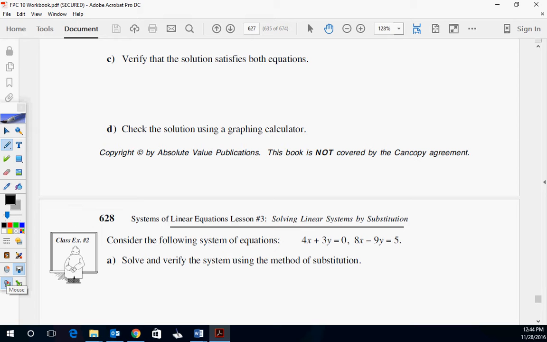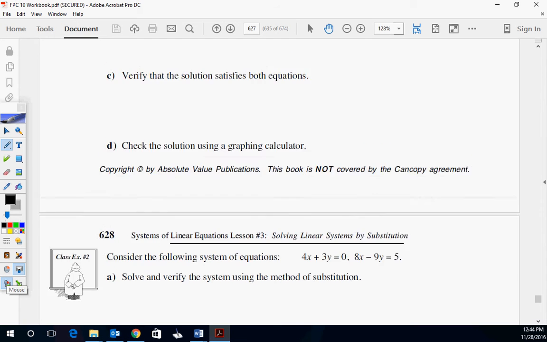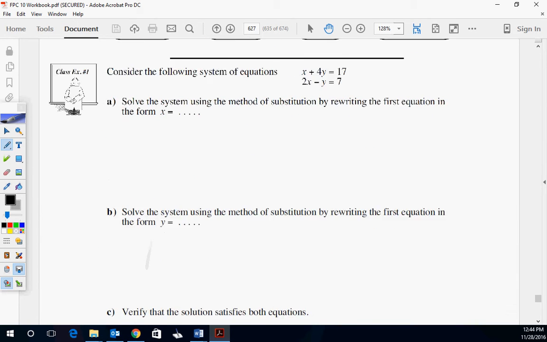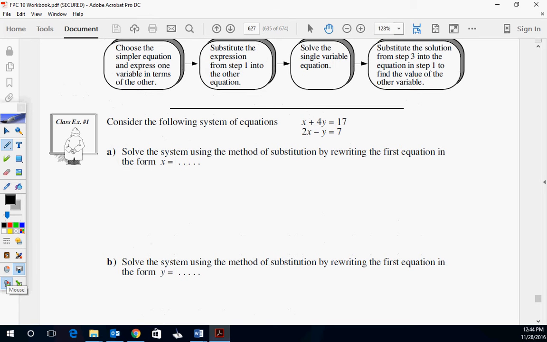Check the solution using a graphing calculator. So let's do that really quickly. How would we do it with a graphing calculator check? We need to have them both in y equals form, right? So the one, Travis, that one you did where you solved for y, that'll actually help here. So we need to put these in our calculator now.